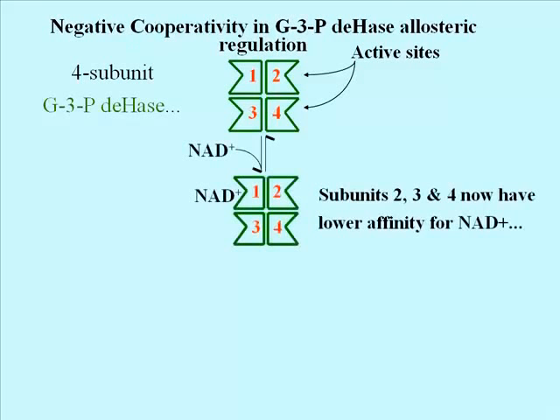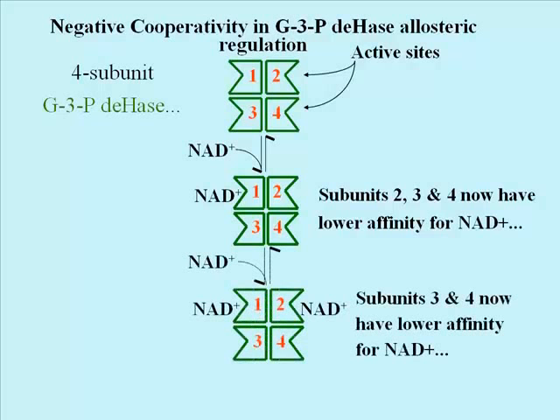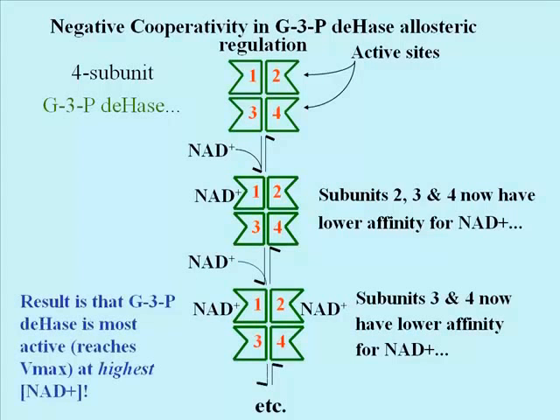Let's have a closer look. After one subunit binds NAD+, the remaining subunits have a lower affinity for NAD+. That means that more NAD+ needs to be around before a second subunit will bind a molecule of NAD+. So if the concentration of NAD+ is high enough, another NAD+ can bind to a second subunit. But this in turn will lower the affinity of the 2 remaining subunits for NAD+, and so on and so on. What that means is it'll take very high levels of NAD+ to bind all 4 subunits of glyceraldehyde 3-phosphate dehydrogenase, so that the enzyme will reach its Vmax, or maximal rate of catalysis, only when NAD+ levels are at relatively very high concentrations.